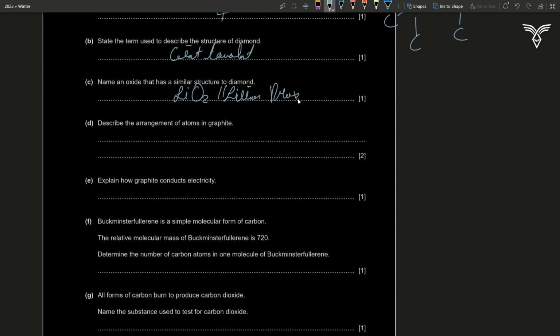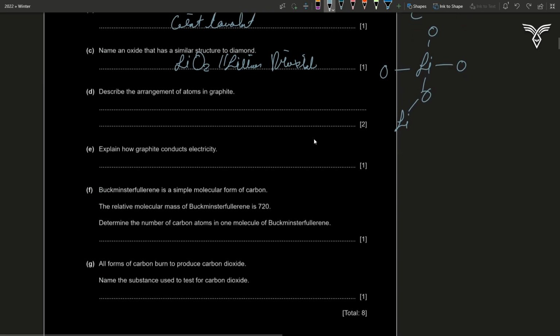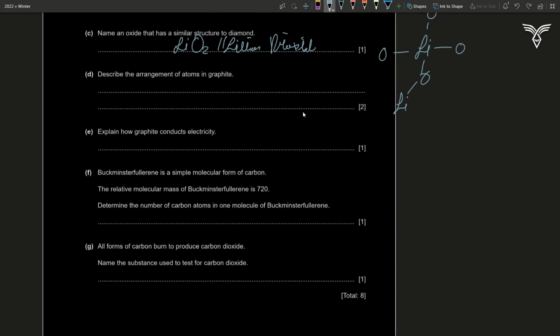dioxide. وايه السيميلاريتي ما بينها وما بين الستراكشر بتاع الدايموند؟ برضو السيليكون في السيليكون اوكسيد is tetrahedral. That means that every silicon atom is bonded to 4 oxygens where every oxygen is bonded to 2 silicons. Okay. Part D. Describe the arrangement of atoms in graphite.